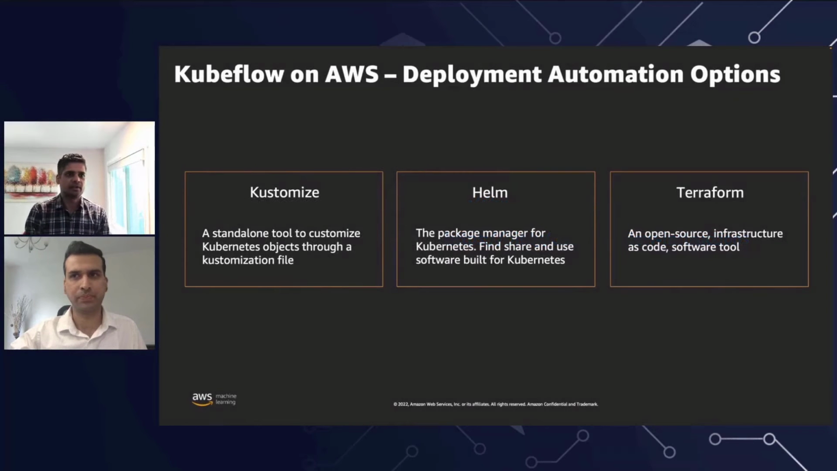Next up is, at a high level, Kubeflow on AWS deployment options. As I was saying a few minutes ago, we are using Terraform in this particular workshop as an automation option for deploying our Kubeflow infrastructure. Terraform is essentially an open source infrastructure as code software tool. It codifies cloud APIs into declarative configuration files. I showed you two config files which had a .tf extension.